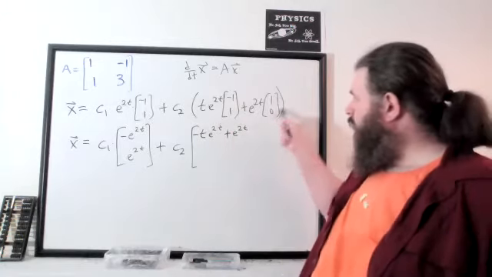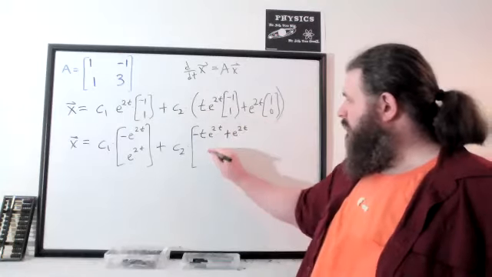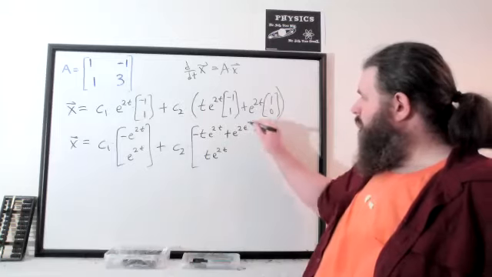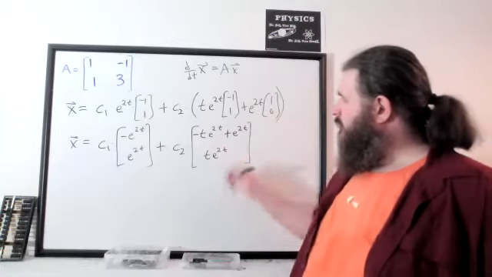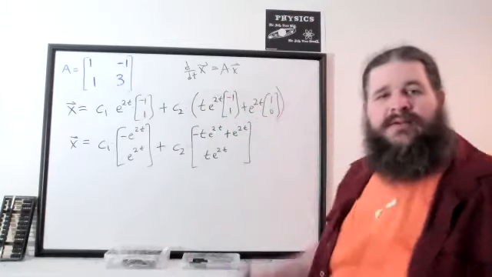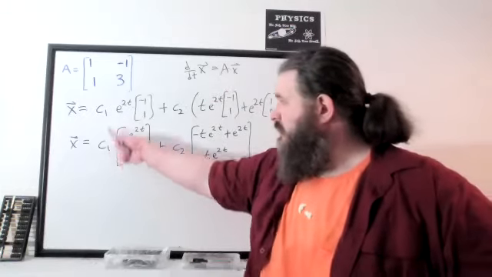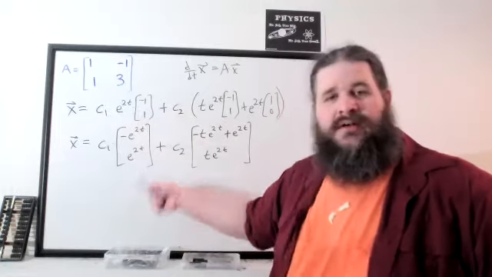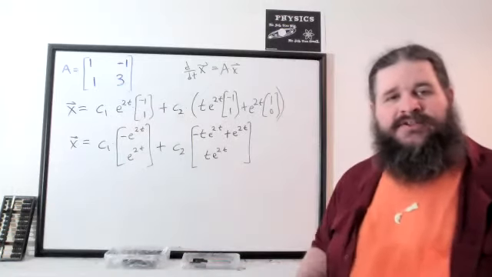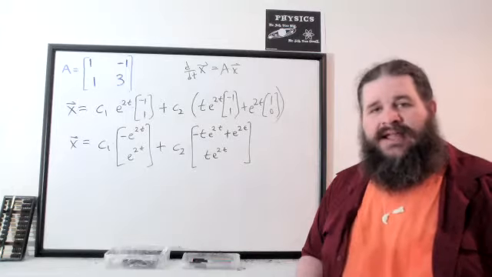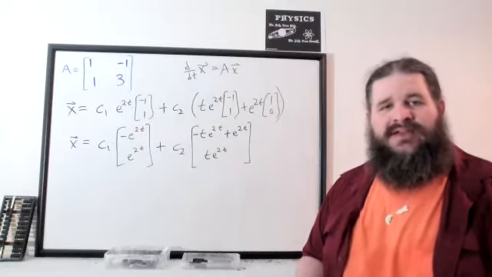And then for the bottom coordinate, we've got t e to the 2t times 1 plus e to the 2t times 0. So this vector is just everything in the parentheses here combined together into one vector. We now have a linear combination, C1 times this vector function plus C2 times this vector function. And this is a very convenient way to write it if we're going to be trying to solve for C1 and C2.